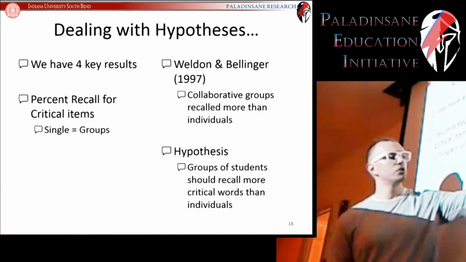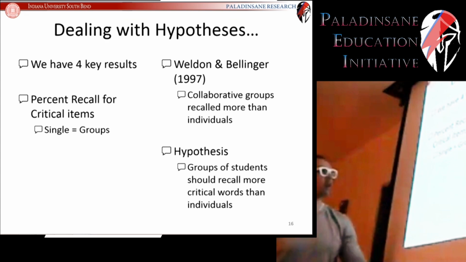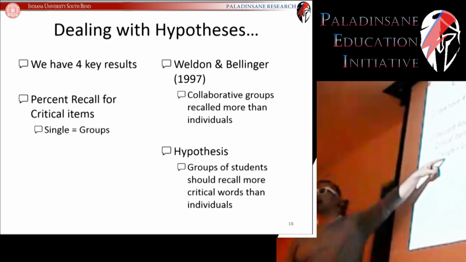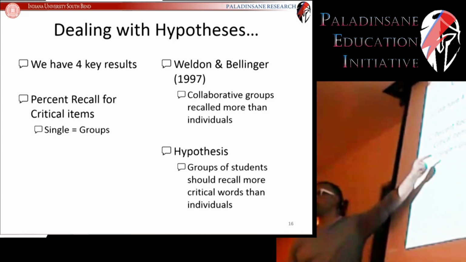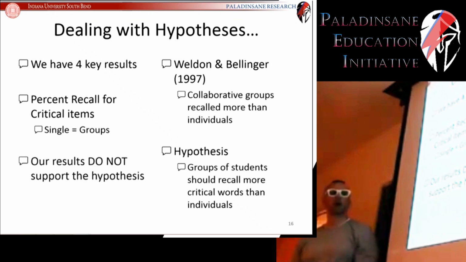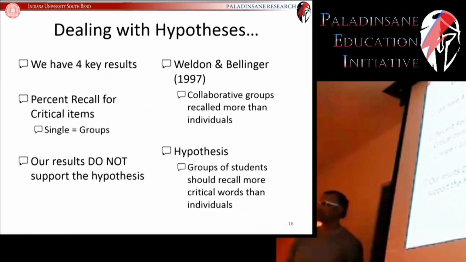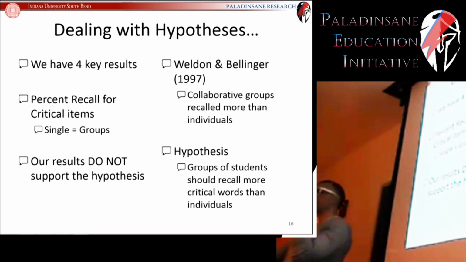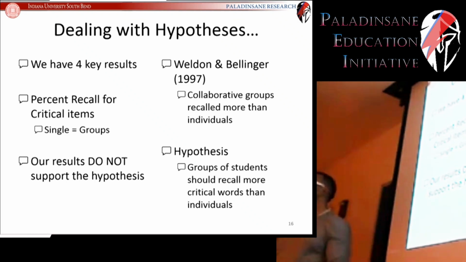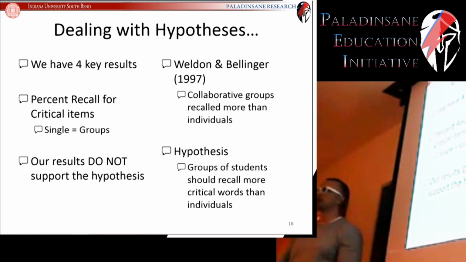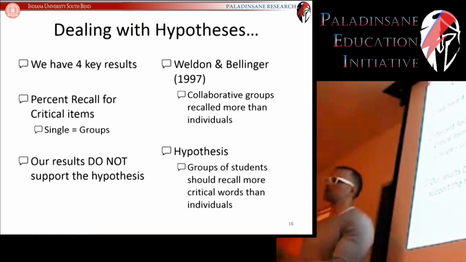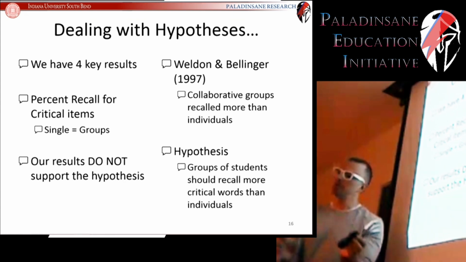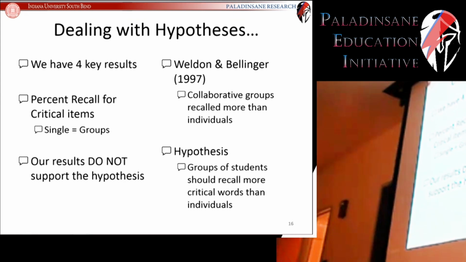However, groups of students did not recall more critical words. It was the same. So in this case, our results do not support this hypothesis. You can see that our results for the correct words support Weldon and Bellinger's theories on collaborative memory. Our results from the false memories do not support Weldon and Bellinger's theories on false memory.